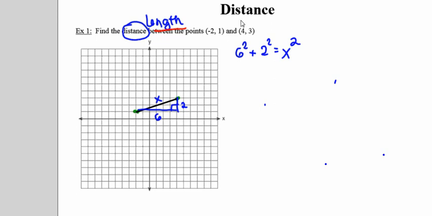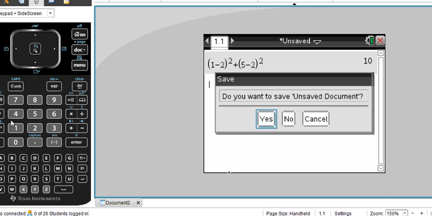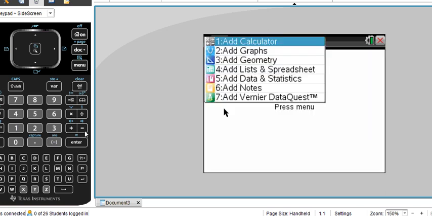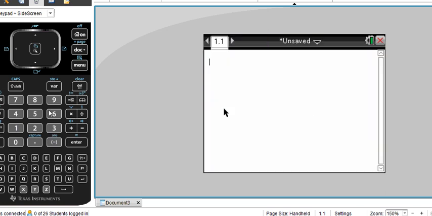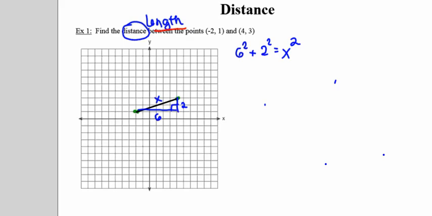And now I can either say, well, 6 squared is 36, 2 squared is 4, so 36 plus 4 is 40, or I can go to my calculator and simply type it in. In order to do this, I want to open up a new document. I don't want to save the old document. I'll add a calculator, and I simply want to do 6 squared plus 2 squared. And my calculator will do all this calculating for me in one single step. So now 40 is equal to x squared.